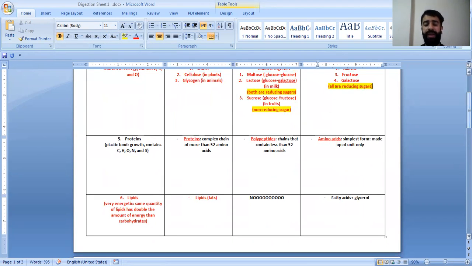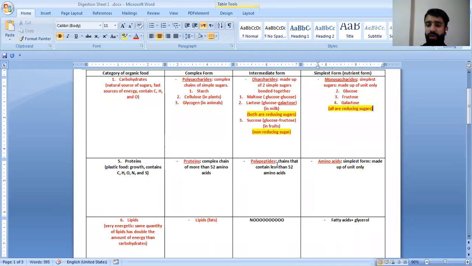Proteins, you have to know that we have the complex form, which is called protein. The intermediate form is called polypeptide. So a chain of greater than 52 amino acids is called protein. Less than 52, it's polypeptide, while if it's only one, it's called amino acid. So amino acid is the simplest. When we connect more than one amino acid, it's called polypeptide, up to 52. If it's greater than 52, it will be protein.